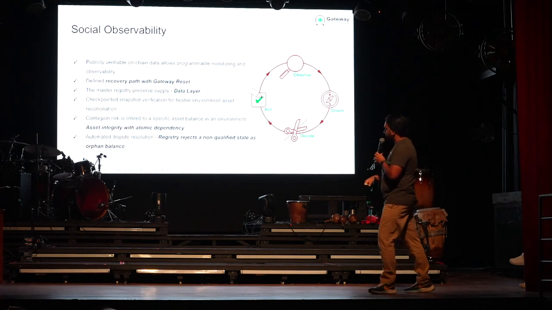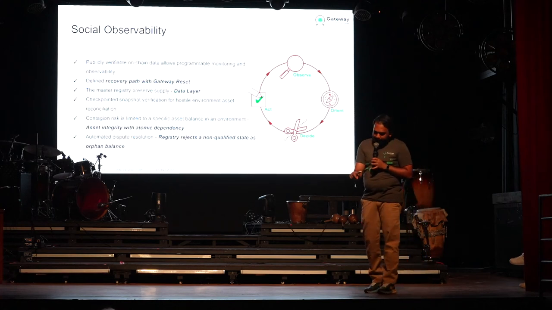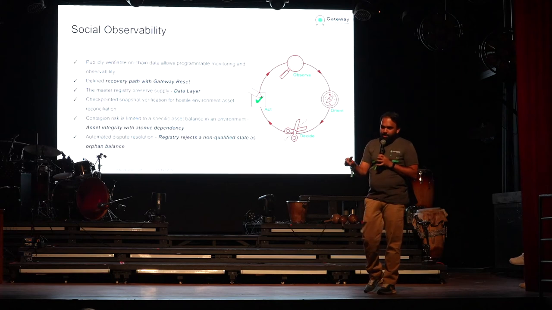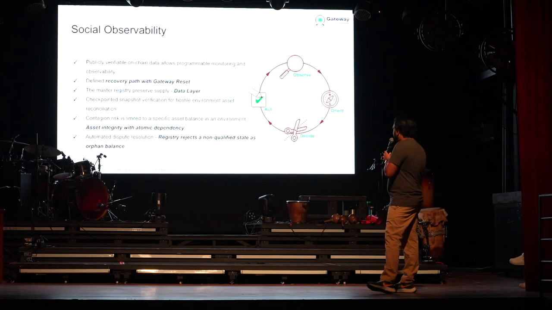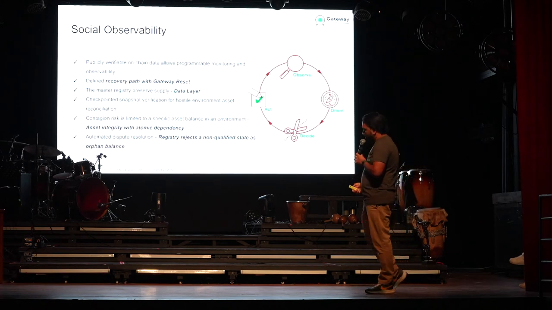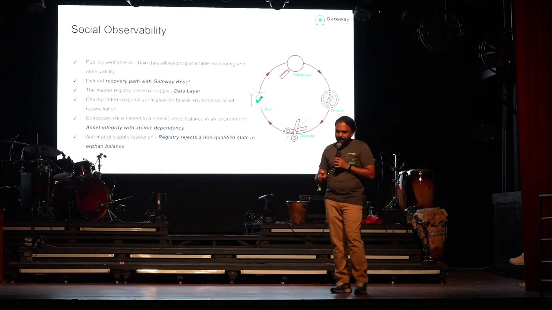And the contagion risk is limited to a specific asset, to a specific environment that has been extended, not to all the environment. So even if something goes down with Optimism, you have, let's say, about 10,000 ETH there. That's only limited to that 10,000 ETH, not to other gateways, and not to the other domains that you extended. So you can basically reconcile it. And the registry will reject any kind of inflated tokens as an orphan balance.